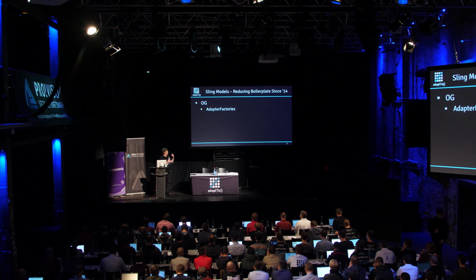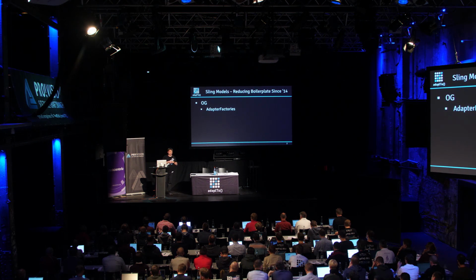For example, when I first gave a talk 3 years ago in London about Sling Models, there was an example. It was a very simple model class that showed that there were something like 72 lines of code in the traditional way of having an adapter factory that would get the value map and call a bunch of setters, and then moving that to Sling Models brought it down to 13 or 14 lines of code. So a pretty good reduction in the boilerplate.